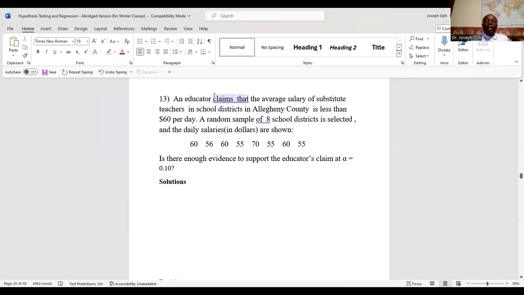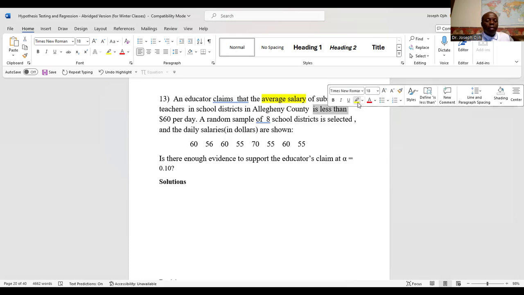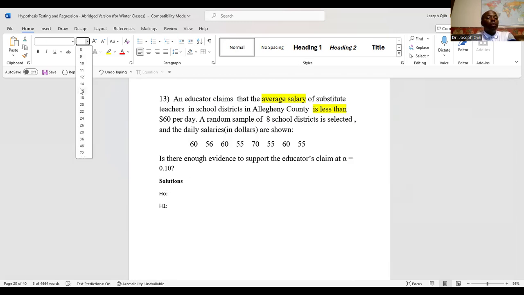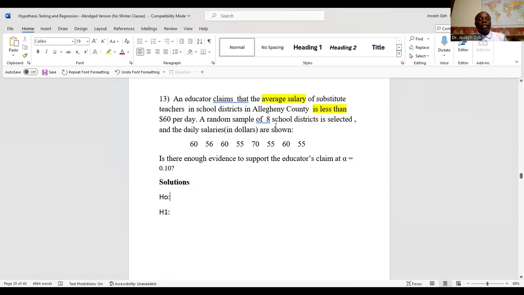So the first thing is to state the hypotheses. It says an educator claimed that the average salary of substitute teachers in a school district in Allegheny County is less than. So the keywords are: the average salary is less than. The keyword less than can only be used in the alternative hypothesis. So we have H0 and H1. It says it's less than $60 per day. Less than can be used only here.